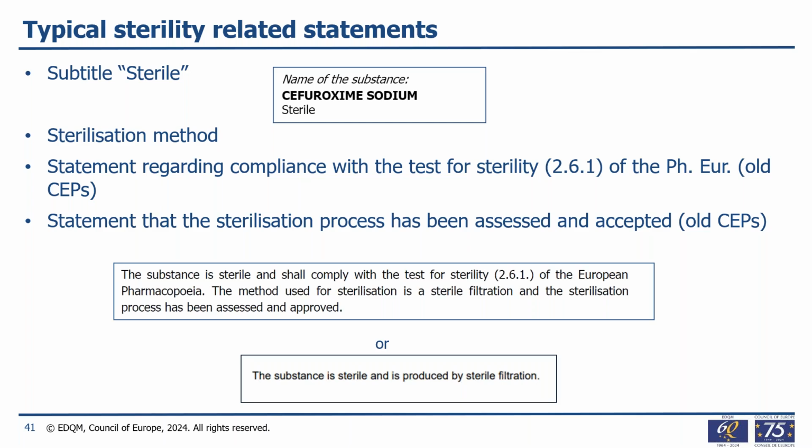So the following statements you can see on the CEP. The substance is sterile and complies with the test for sterility of the European Pharmacopoeia, and the method used for sterilization is sterile filtration. Sterilization has been assessed and approved. Now on the CEP 2.0, it's mentioned that the substance is sterile and is produced by sterile filtration.